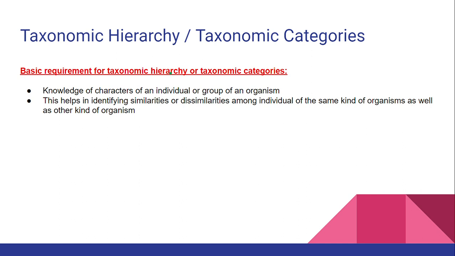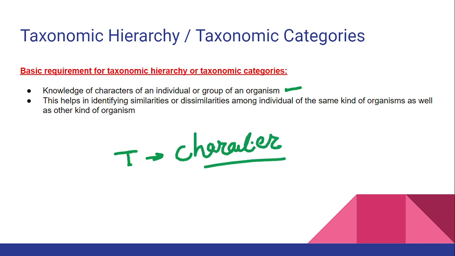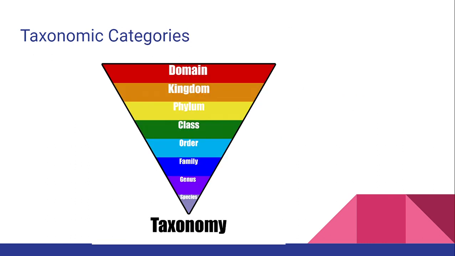Now, basic requirement. What is the requirement for taxonomic hierarchy or taxonomic category? The knowledge of characters of an individual. What did I say when I told you about taxonomy? The first thing is that you should know about the characters of the organism. Until and unless you know the characters of the organism, you won't be able to classify them in any category, right? This helps in identifying similarity. When you jot down your characters, you see which organism it is similar to or dissimilar to. Based on that, we have different kinds of organisms, right?